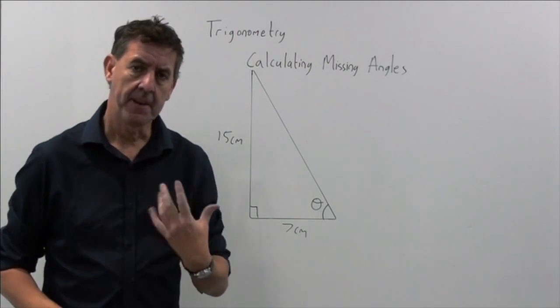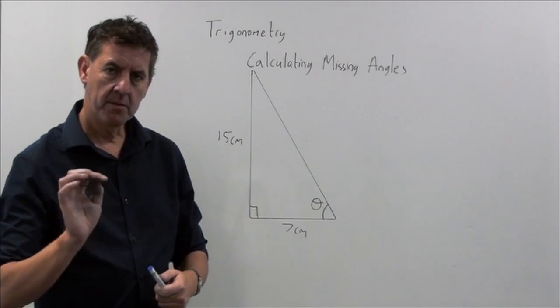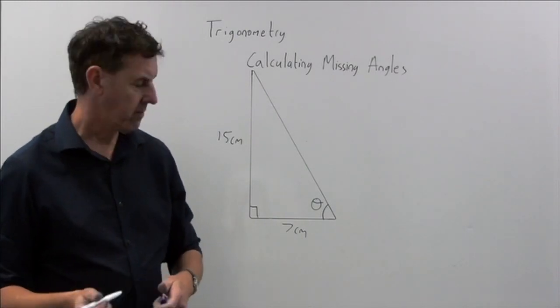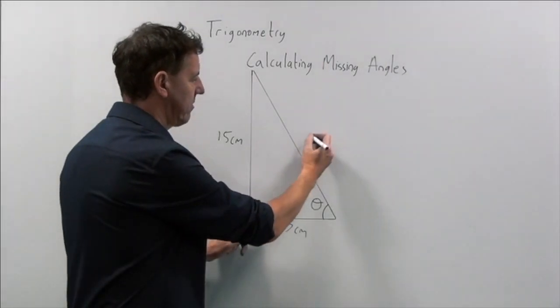The angle has been represented by theta, a Greek letter. How do I go about doing it? I must label this triangle correctly. First, the side I'm going to label is the hypotenuse, which is opposite where the right angle is.